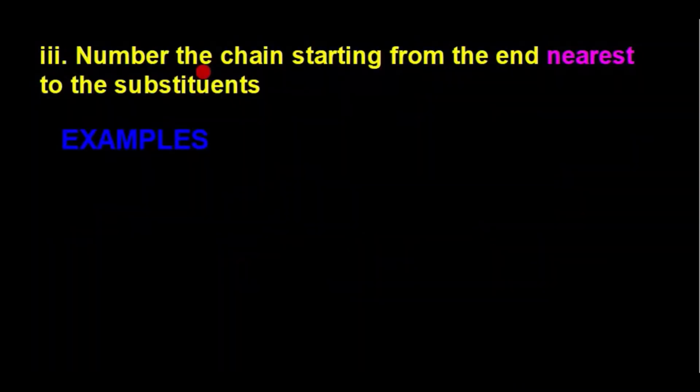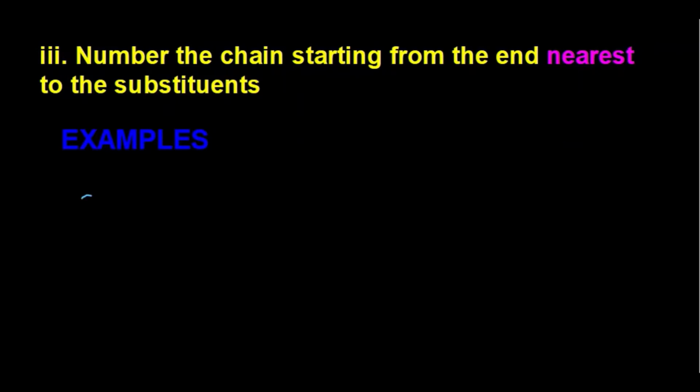Now students, we will study the third rule. According to the third rule, number the chain starting from the end nearest to the substituent. It means once we locate the parent chain, we will do the numbering of the parent chain in such a way that we assign the lowest possible number to all the substituents which are attached with the parent chain. Let's study this rule with the help of some examples, students.